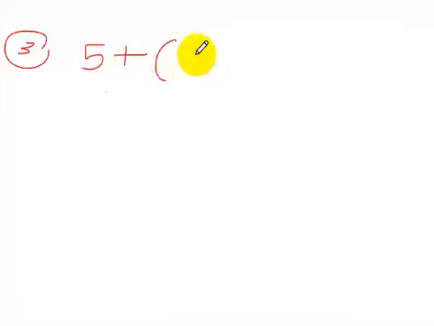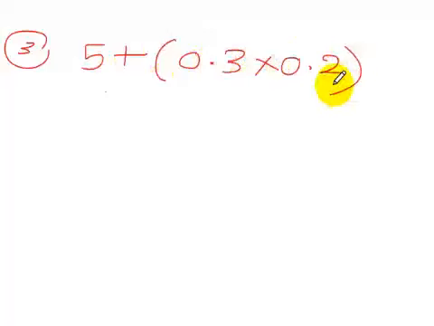Question number 3. 5 plus, within bracket, 0.3 into 0.2. So how do we solve this? I will use the second method because it is the easiest way. If you want, you can use method 1, right? Here there are different mathematical operations, addition and multiplication.